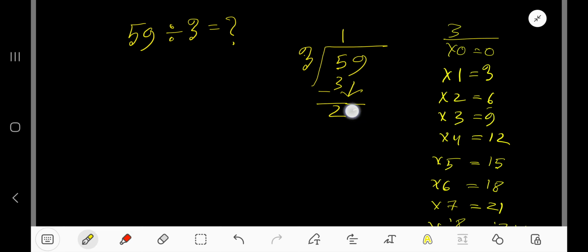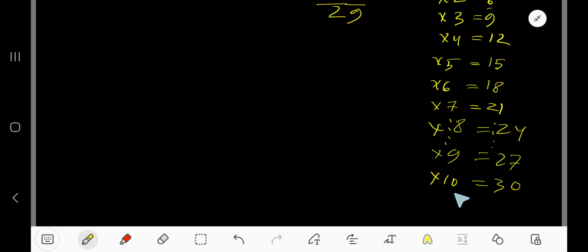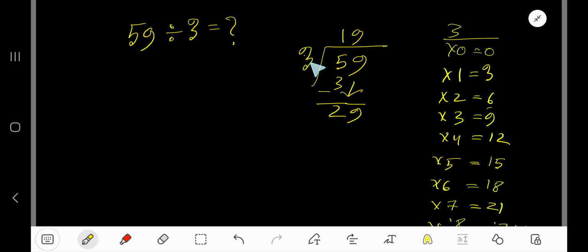Bring down this digit. 3 goes into 29 how many times? 3 times 10 is 30, which is greater, so 9 times. 9 times 3 is 27. Subtract, you are getting 2. Since this number is less than the divisor, this is the remainder. So our answer is 19, remainder 2.